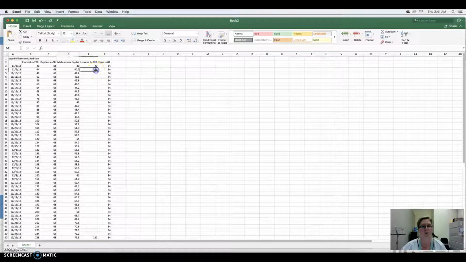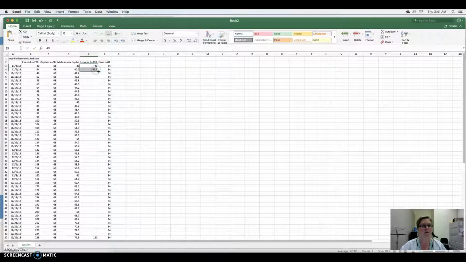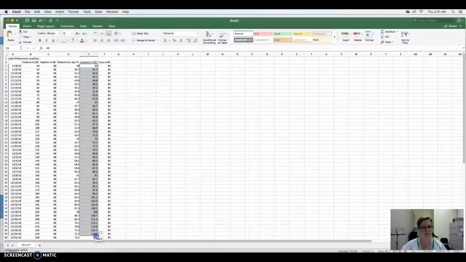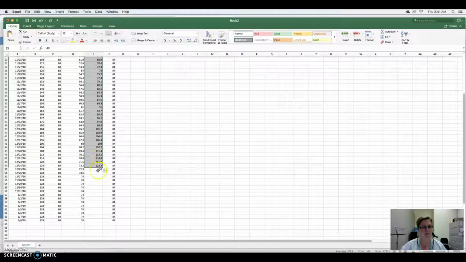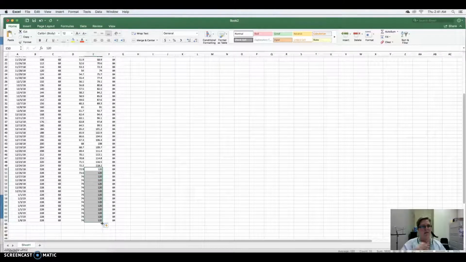So again, I can call this one 41.67 or 41.7 maybe. Okay, and then it does the math for me. Boom. 120. I'm going to have it at tempo from Christmas on.